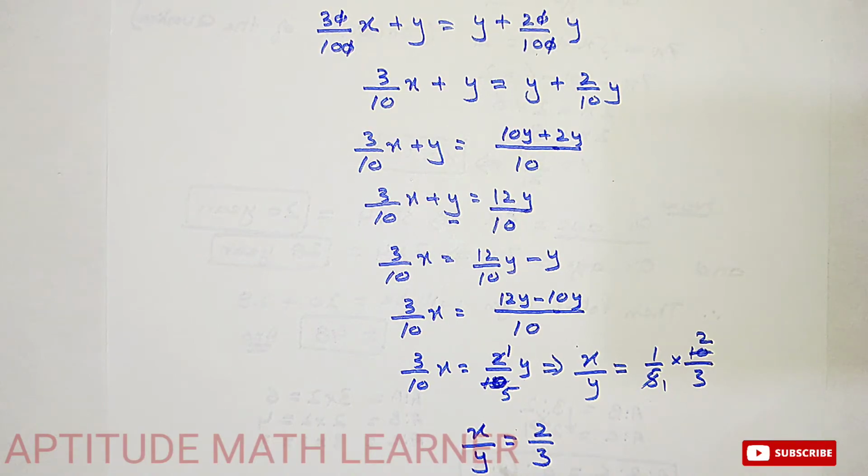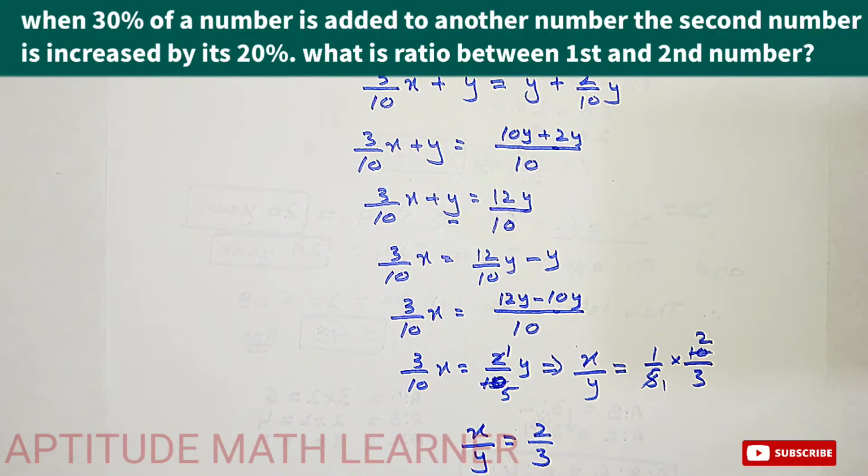You can have a look at the question: what is the ratio between the first and the second number? So this is the ratio between the first and the second number, and this is our answer. I hope you have completely understood the question.